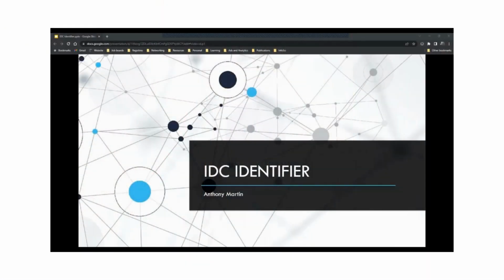This is the name of the project. IDC stands for invasive ductal carcinoma. It's the most common type of breast cancer found in women.